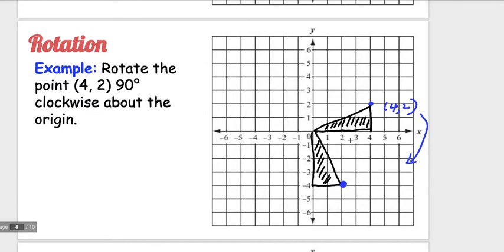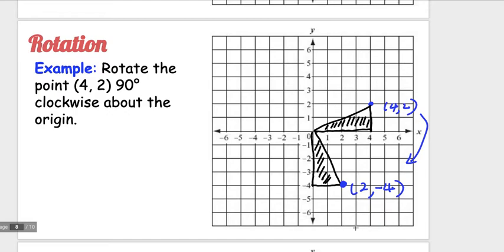So let's read the coordinates again. This is going to be 2, negative 4. You see that? So this is how we rotate the point 90 degrees clockwise. For 2, change it to this one. For the students, if you're still not so clear, you can definitely draw on your picture and redo this point again to make it easier for you to do this.